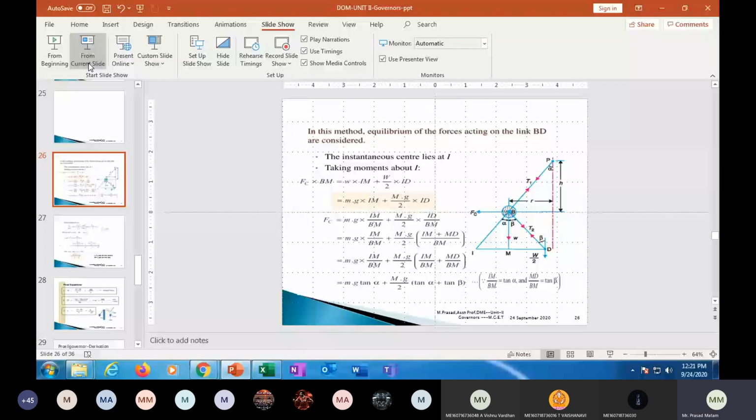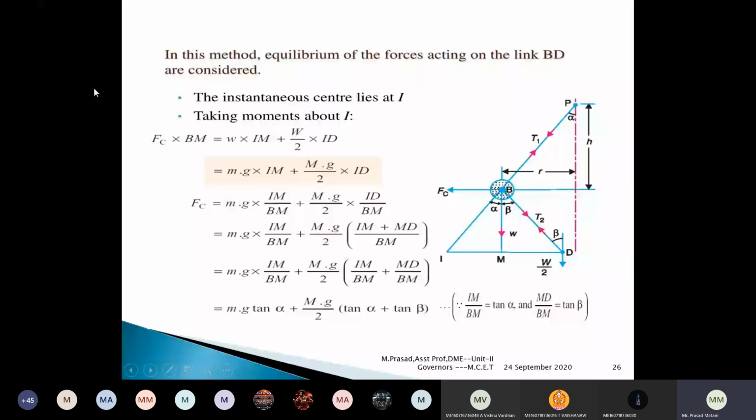Yeah. So you can see this total derivation I have done. In this method, equilibrium of the forces acting on the link BD is being considered. You can see the link BD, the second link. The instantaneous center lies at point I.